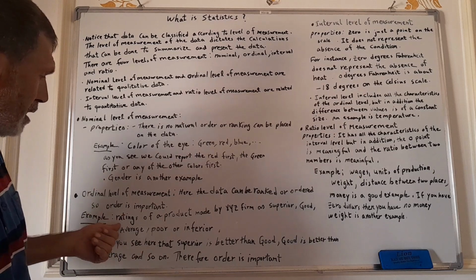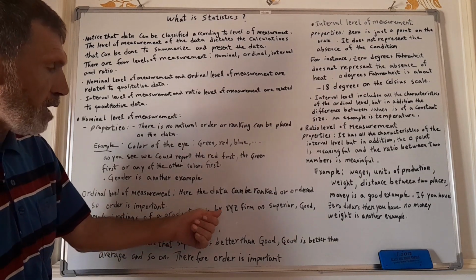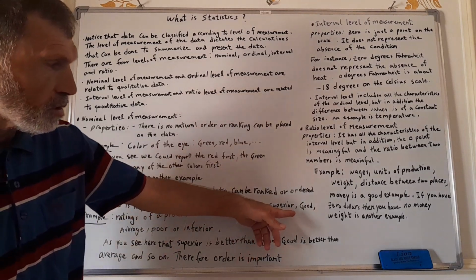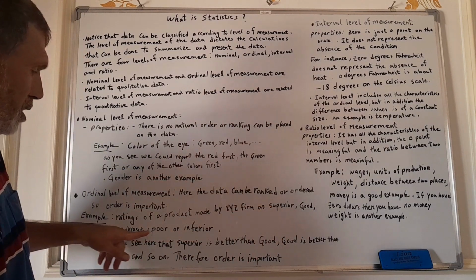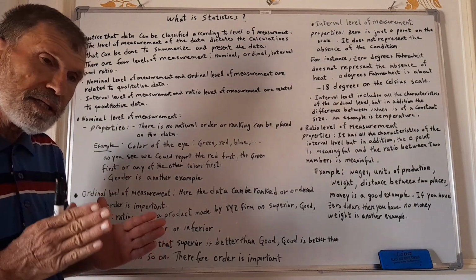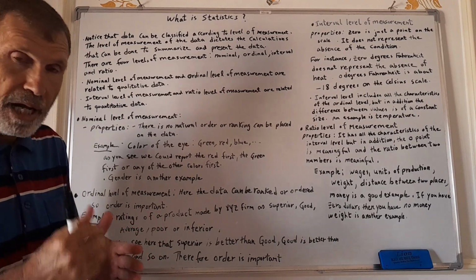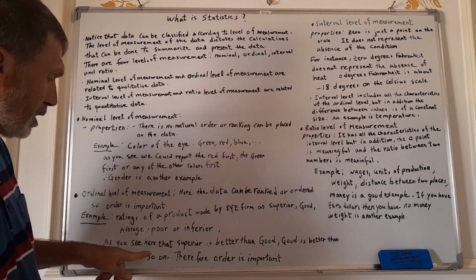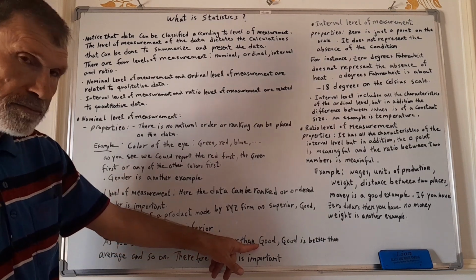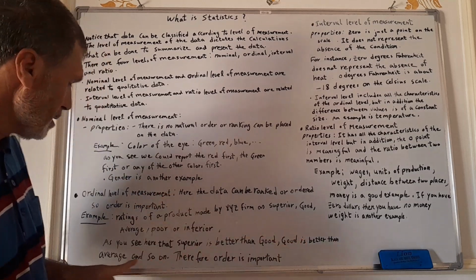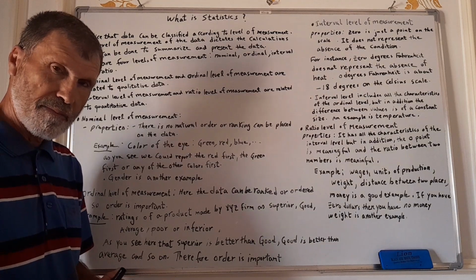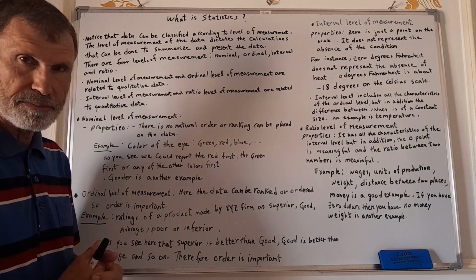For example, ratings of a product made by XYZ firm. The rating is superior, good, average, poor, or inferior. So the order is important. The ranking is important here. As you see, superior is indeed better than good. Good is better than average, and so on. Therefore, order is important.